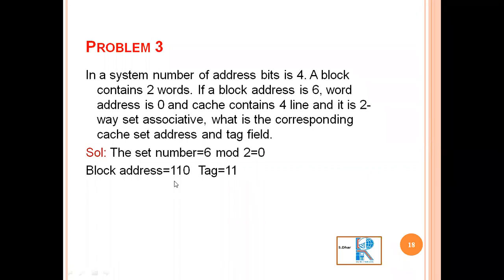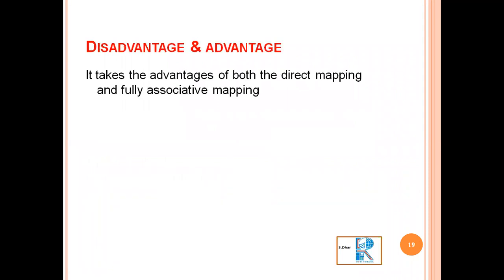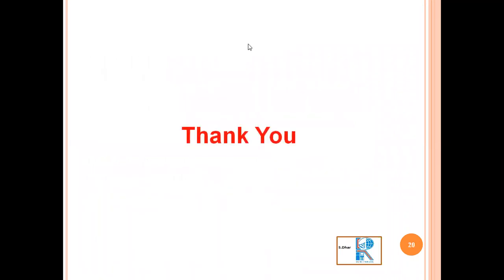Clear? So what is the block address here? The block address is 110, just like before. And what is the tag field? This 0 is the set number, and the remaining is the tag field. So the remaining data is 11. So this is the tag field. Clear? Physical address, you know. It takes the advantage of both the direct mapping and the associative mapping. Clear?